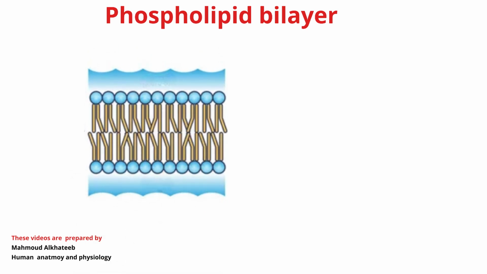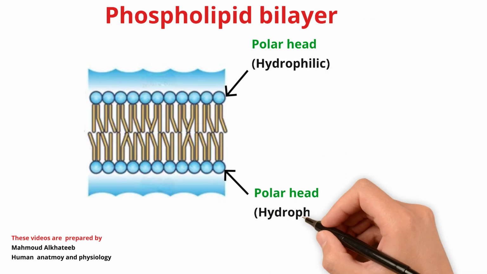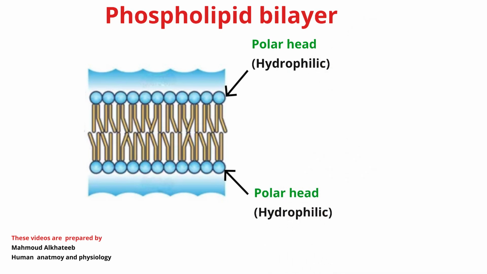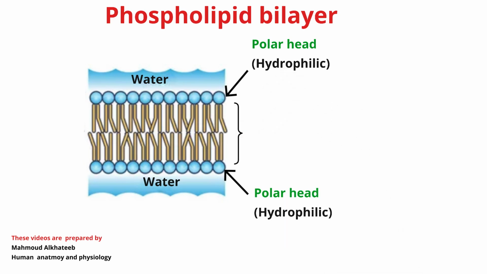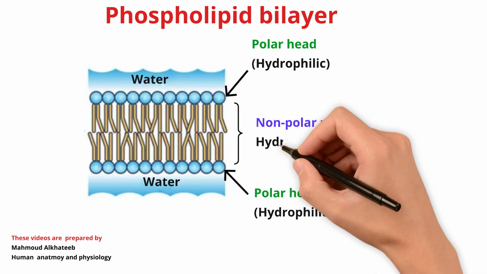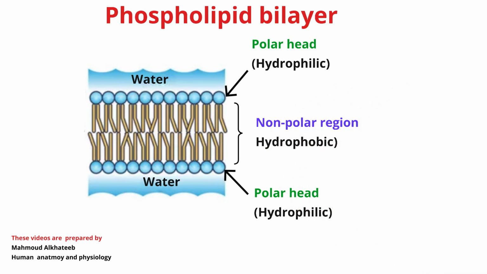In this arrangement, the polar or hydrophilic heads face the internal and external aqueous environments, which are the extracellular and intracellular environments, both of which are primarily water-based. On the other hand, the fatty acid tails meet together interiorly, which are hydrophobic, face inward, creating a hydrophobic core.